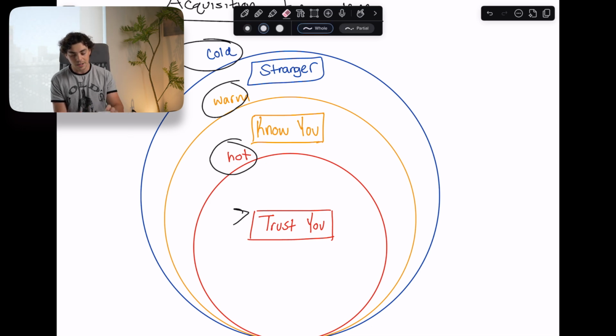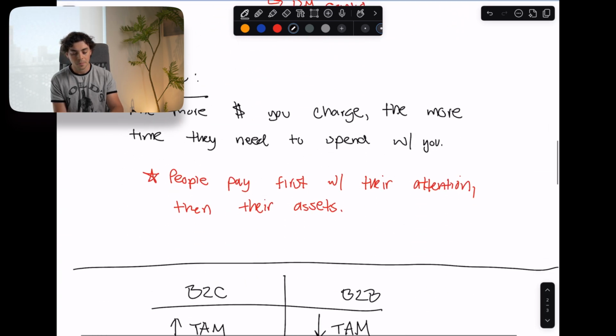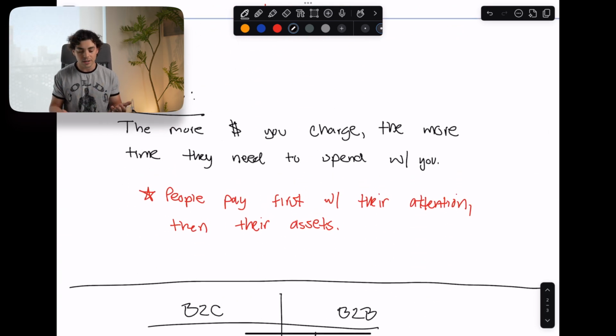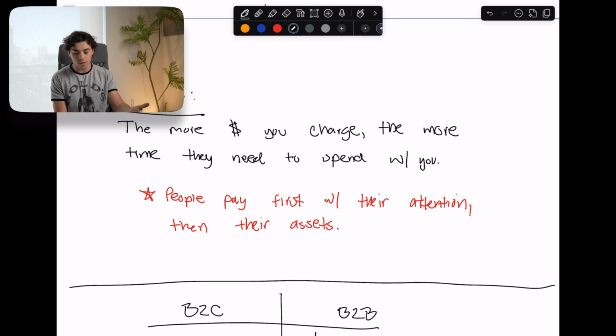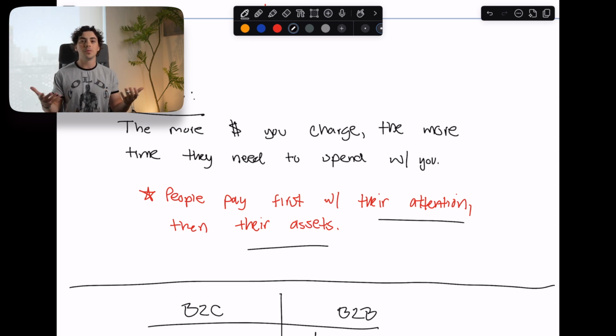And the principle behind it, if I just scroll down here and I could show you, the principle behind how I acquire clients is the more money that you charge, the more time people need to spend with you. People pay first with their attention, and then they pay you with their assets and their money. So you have to allow people to pay you with their attention.